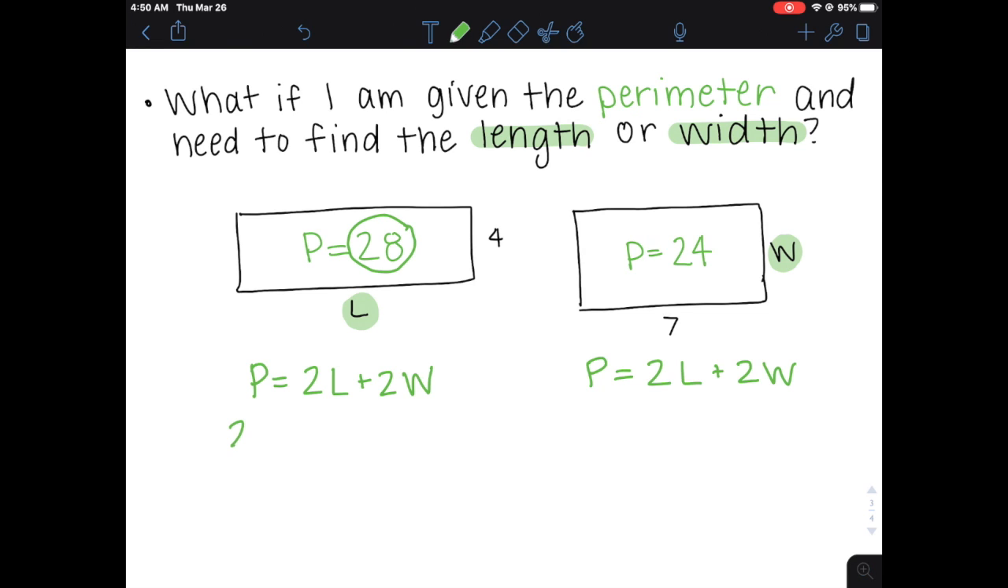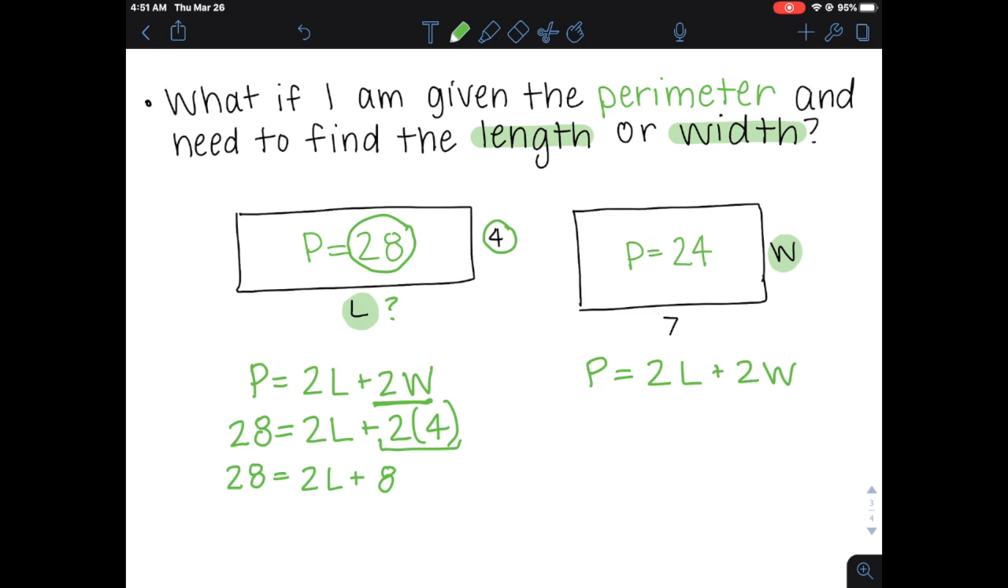Now let's start filling in the information we know. We know that P equals 28. Equals. We do not know what L is, so we keep 2L plus 2, and we do know what W is, so I'm going to replace W with the number 4. And again, I put that in parentheses since there's not a symbol in between our coefficient and the variable. We can simplify this part of our equation, so 28 equals 2 times L plus 8.